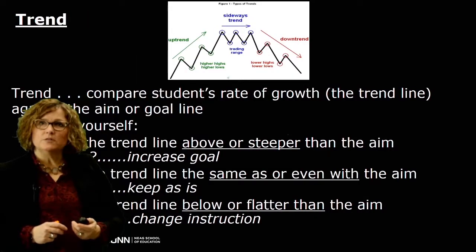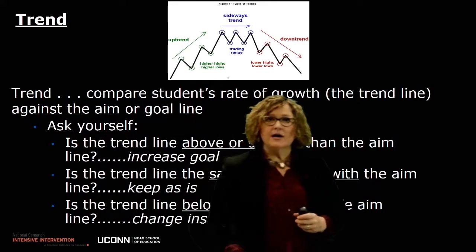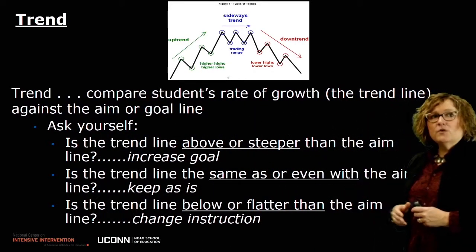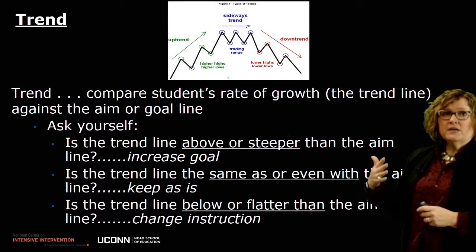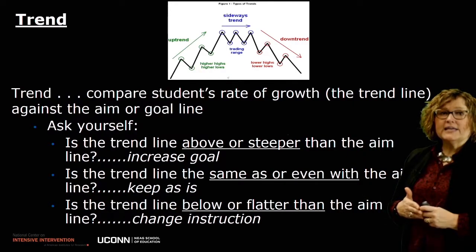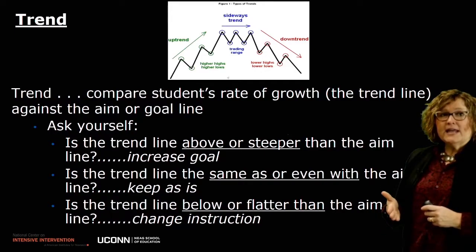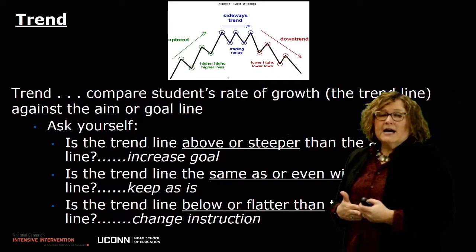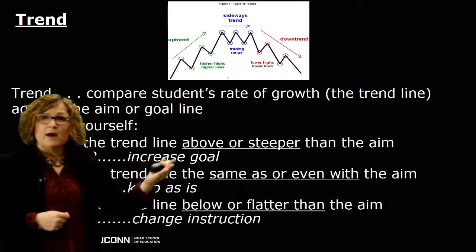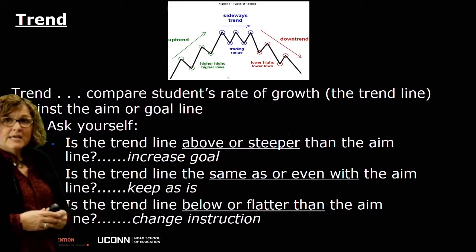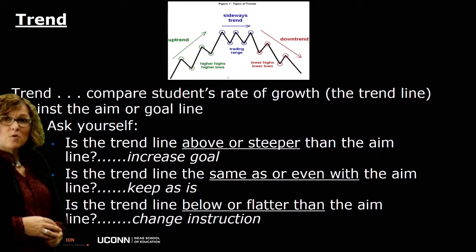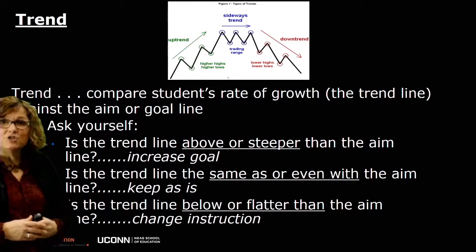In this next example, we're going to look actually now at trend. So a trend is another way to visually examine the data. In the case of trend, you're comparing the student's rate of growth, or the trend line, against the aim or goal line. You're again asking yourself these questions. One, is the trend above or steeper than the aim line, in which case we would raise the goal? Is the trend the same as or even with the aim line? Keep as is. Is the trend below or flatter than the aim line? We would need to change instruction.